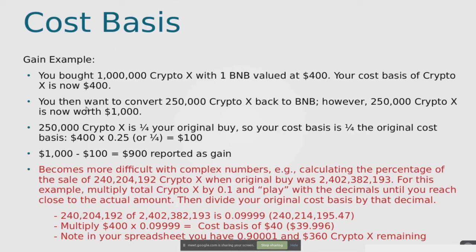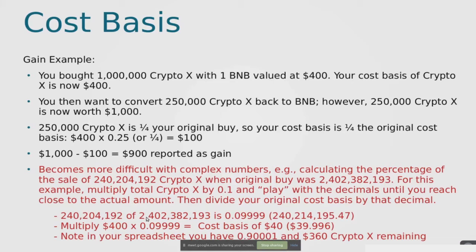This is super easy when it's just these nice tidy numbers, but it gets a lot more difficult with complex numbers, which is almost exclusively what we're dealing with. So what do you do if the sale is 240,204,192 CryptoX, if the original buy was 2,402,003, and so on and so on? Maybe someone with a little more finesse with numbers has a better idea, but I've been able to get really close by just eyeing the number, multiplying by a factor, and playing around a little bit with the decimals.